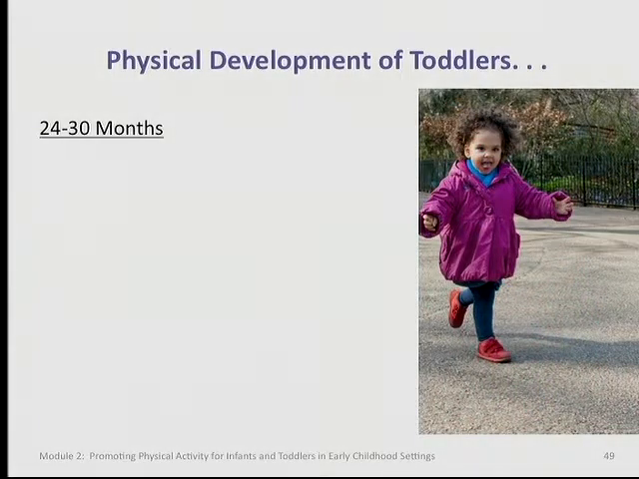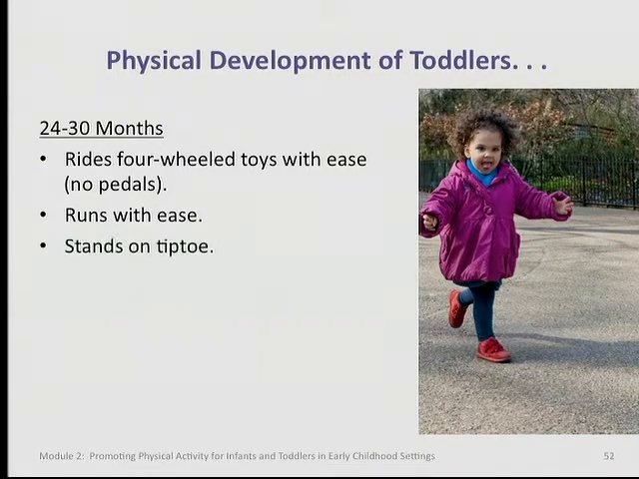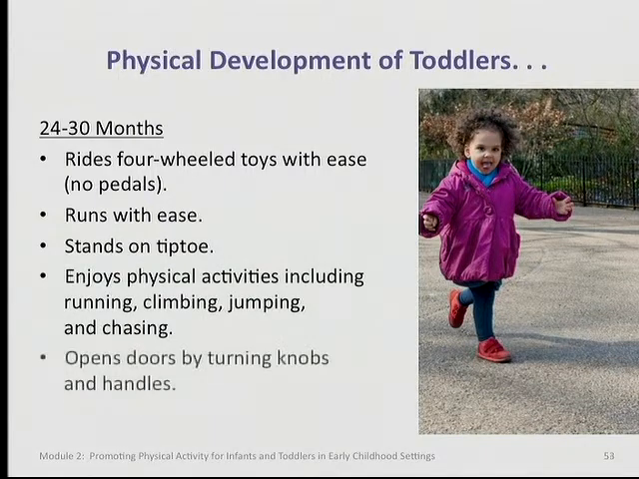From 24 to 30 months of age, toddlers are more independent and much more mobile. These young children can easily ride four-wheeled toys, especially those without pedals. They can run, jump, climb, stand on tippy-toe, and open doors by turning knobs and handles. As their independence and physical mobility increases, so do the boundaries of their environment. Caregivers must continue to provide a safe and secure environment and provide close supervision.